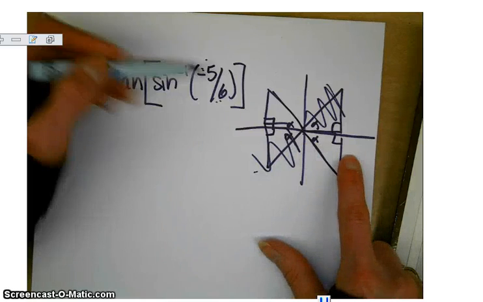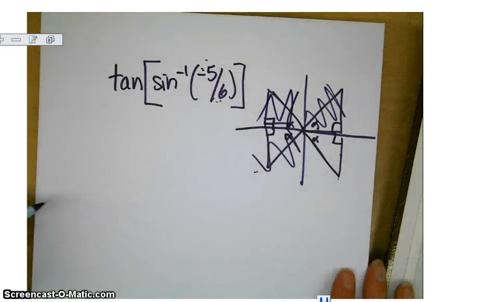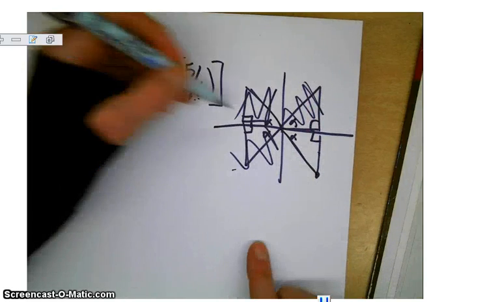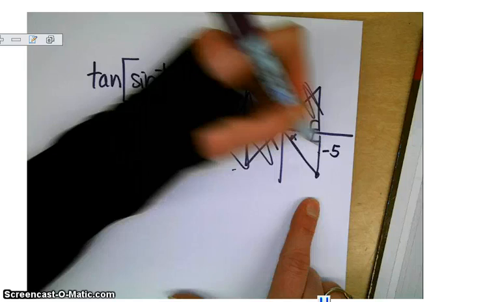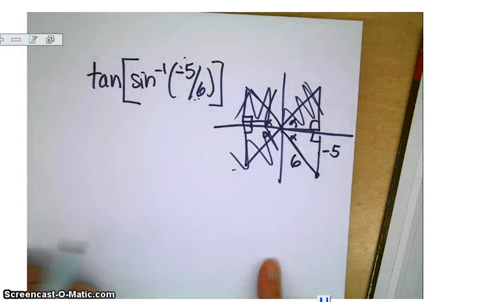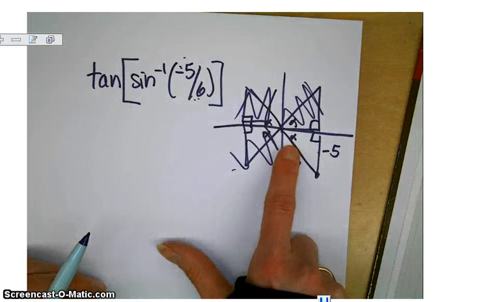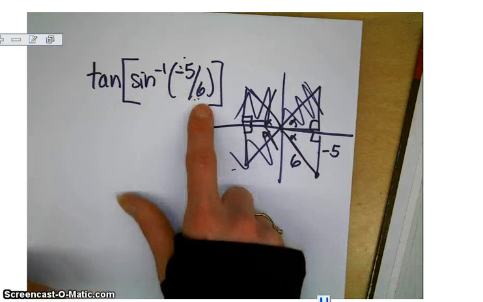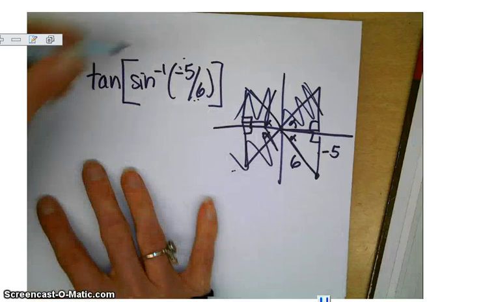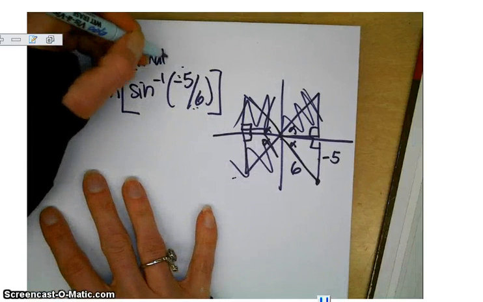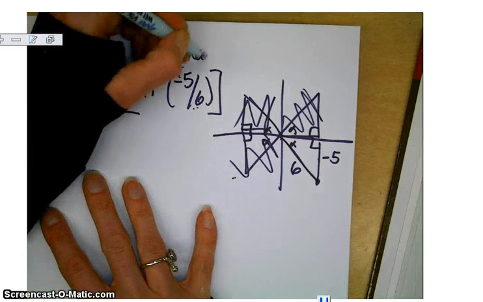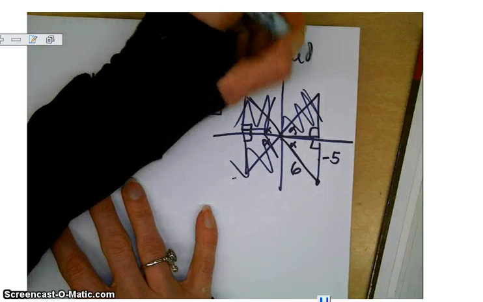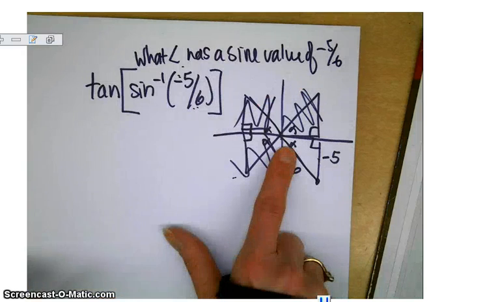Quadrant 4. Quadrant 4, right here. Someone said that a long time ago, didn't they? So this quadrant right here will have this side negative 5 and this side 6. So this angle alpha right here has a sine that is negative 5 over 6. This is saying what angle has a sine value of negative 5 over 6? So alpha is the answer to that.